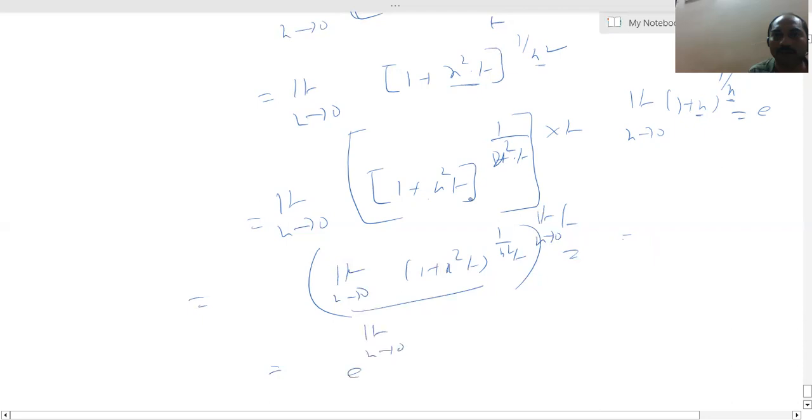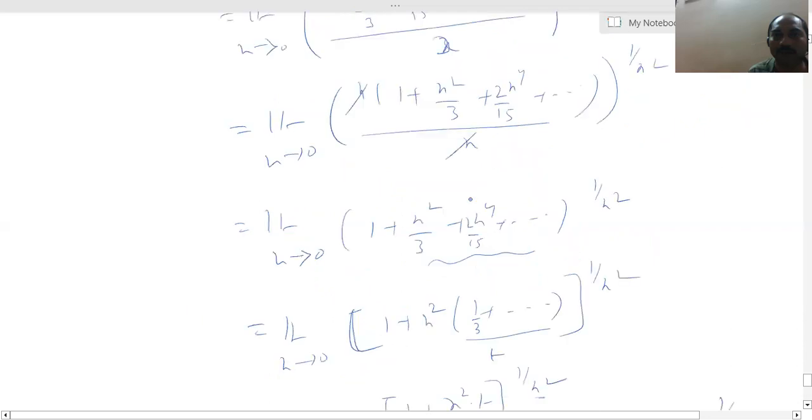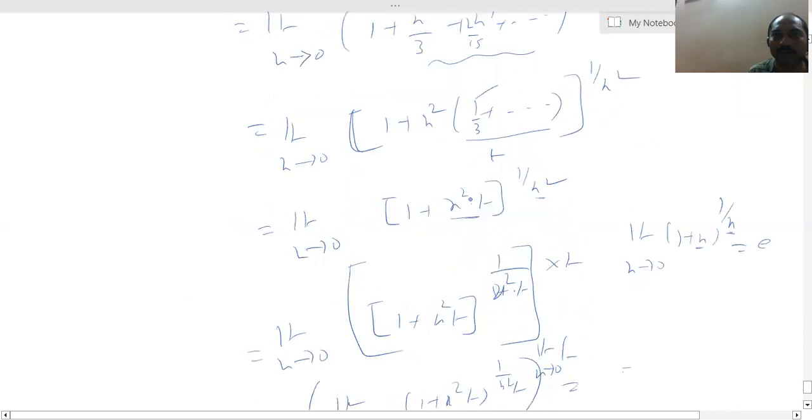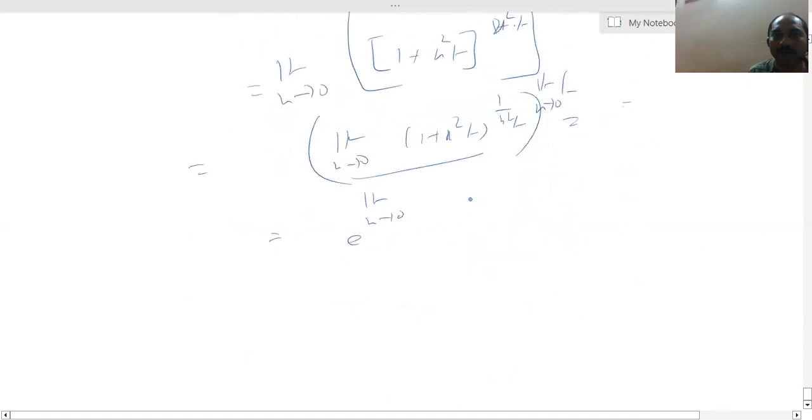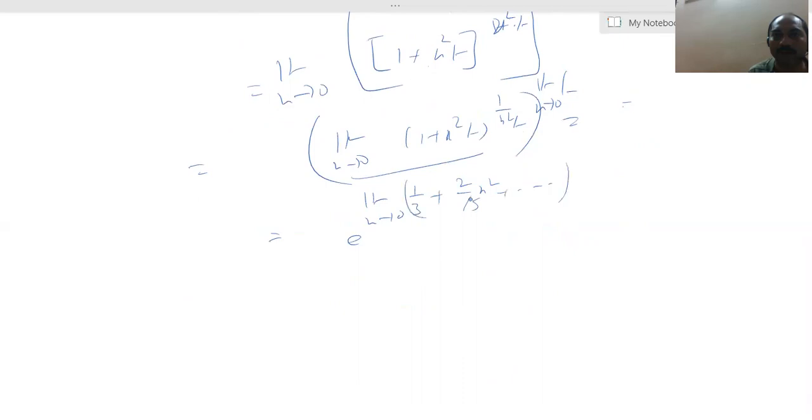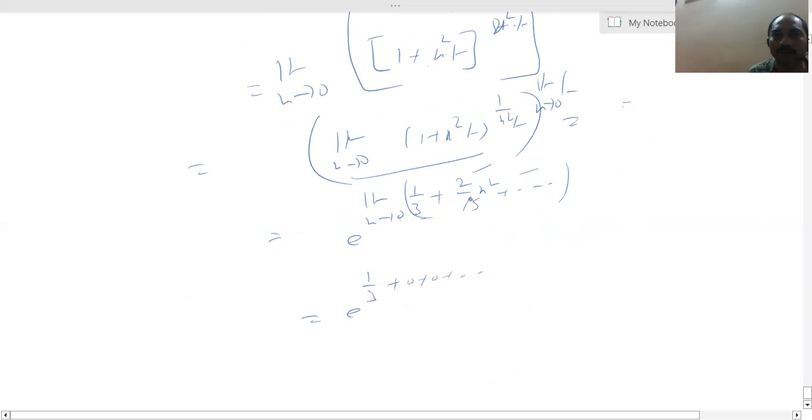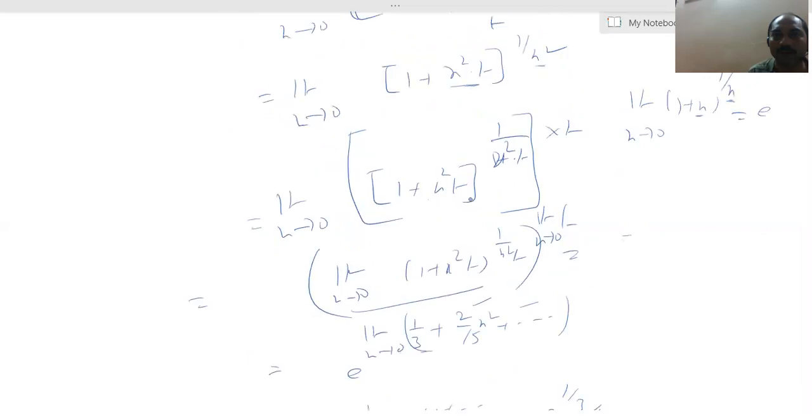The t value is 1 by 3 plus something, 1 by 3 plus 2 by 15 into x square plus and so on. The other terms all involve x. Substituting x equal to 0, all terms become 0 except the first term. That implies e power 1 by 3 plus 0 and so on, that implies e power 1 by 3. That's all. This is without applying any of our models.